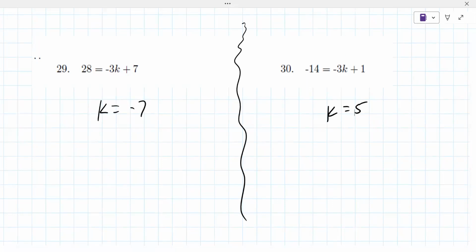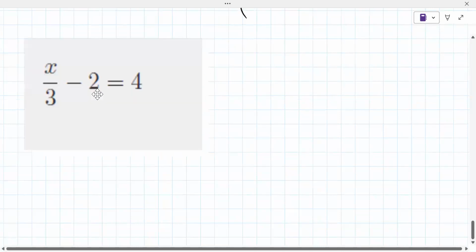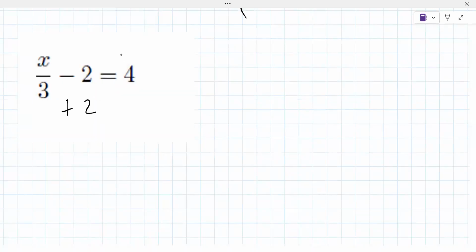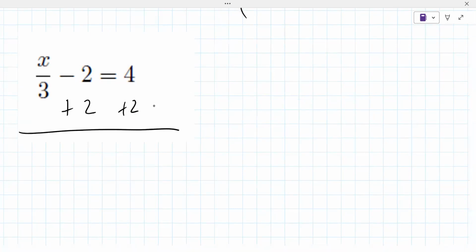So we can now move to some other questions, which are really not that much different. It's the same process. You undo addition and subtraction before multiplication and division. So you add 2 to both sides in the problem, because if you look at the side with the variable, you see subtraction by 2, so you undo subtraction by 2 with addition by 2. You do that to both sides of the equation. X divided by 3 equals 6.